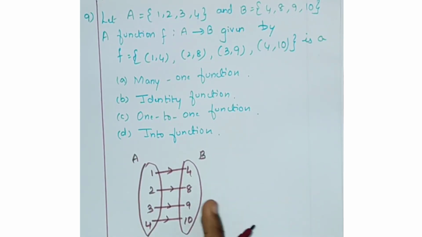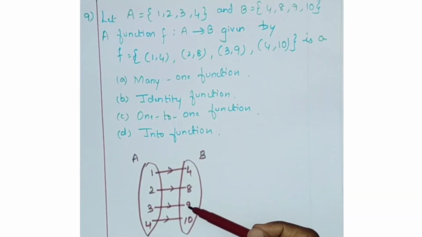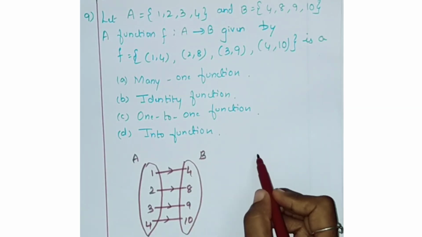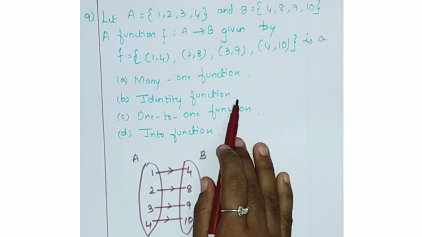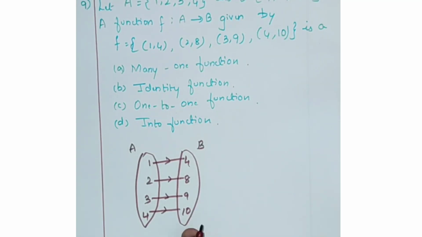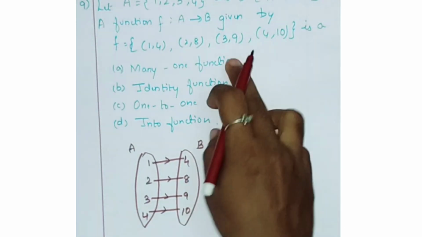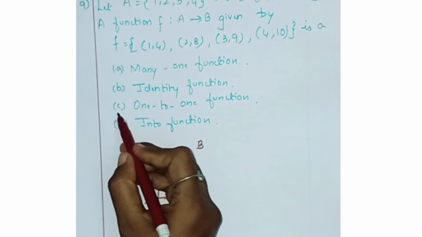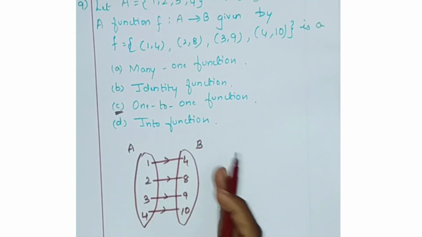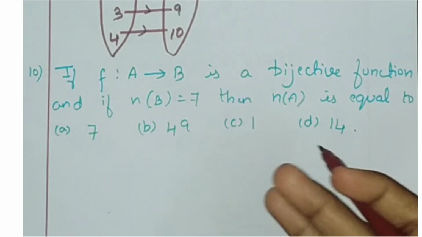Therefore it is a one to one function. Many to one means many elements map to one, so that is wrong. Identity function means, as I said just now, f of x is equal to x, this will be equal to that, so it is not an identity function. Into function means there exists at least one element in B left without a pre-image. So definitely these three are wrong. So option C is the right answer: every element in A has its unique image in B. Got it? Fine. Next question.